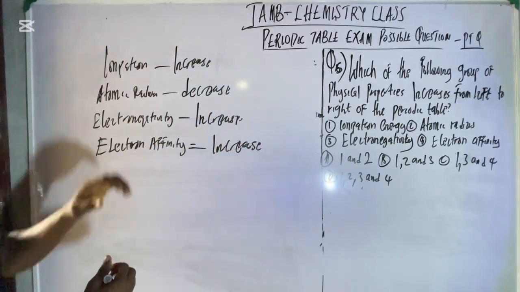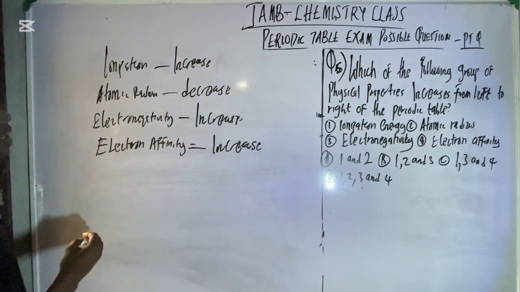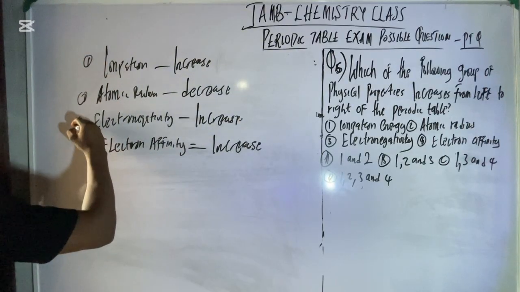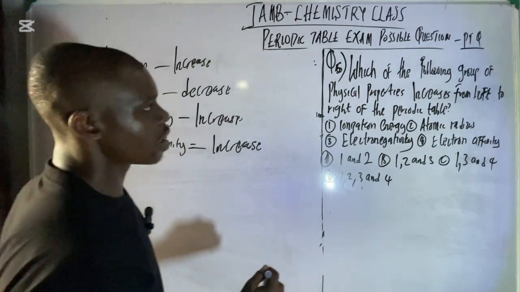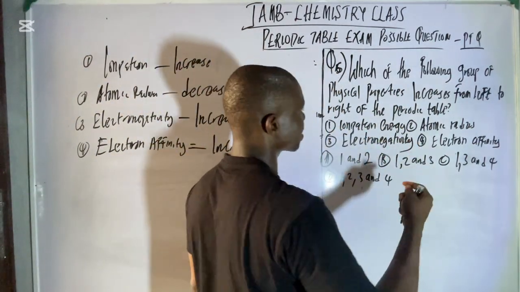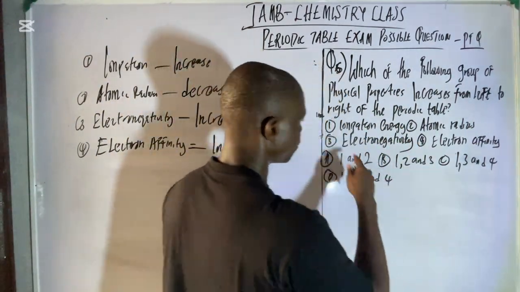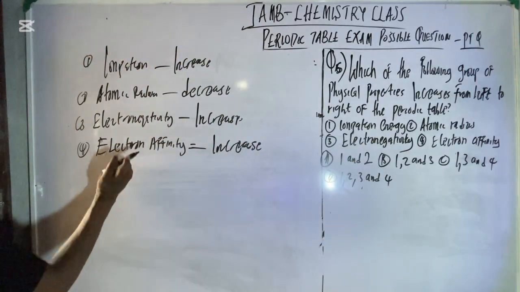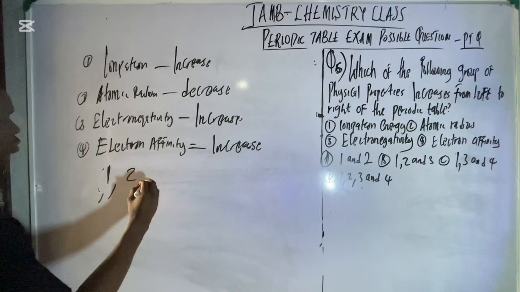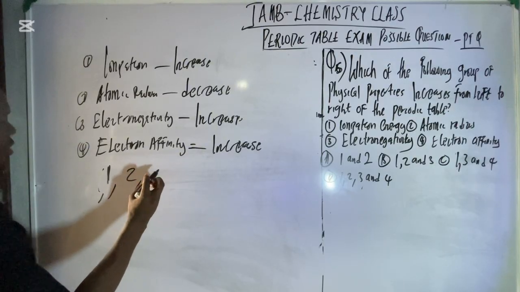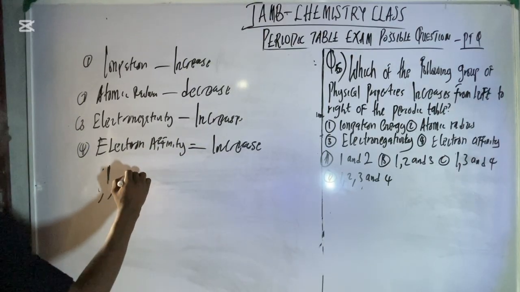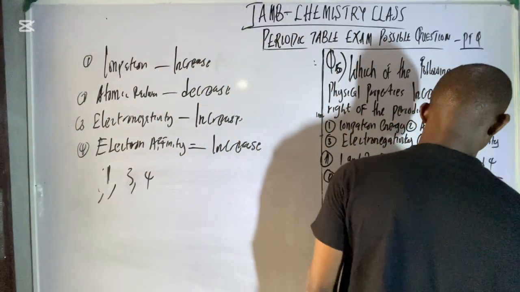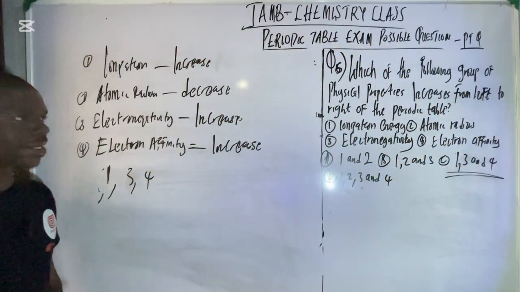So we now have ionization energy, electron affinity. Remember, here is one, here is two, here is three, here is four, right? Now it says which of the following physical properties increases from left to right across the period. So what you can see here is, no, there's no two. It is one, three, and four, which is C. C is the answer, right?